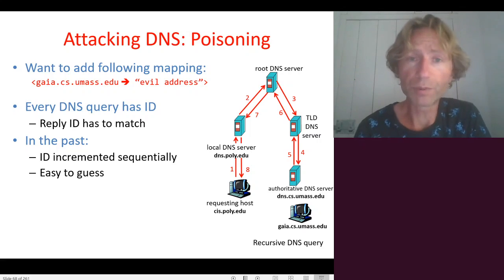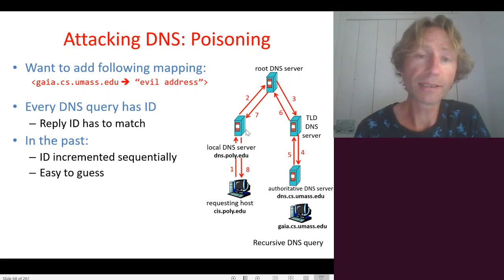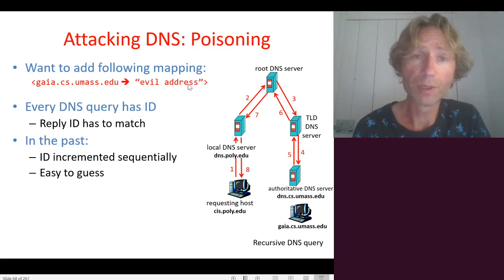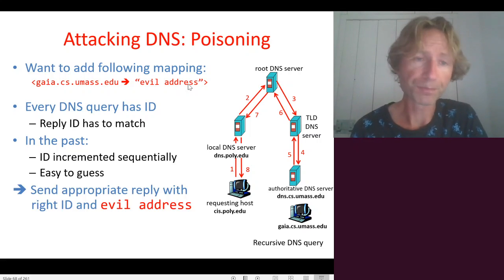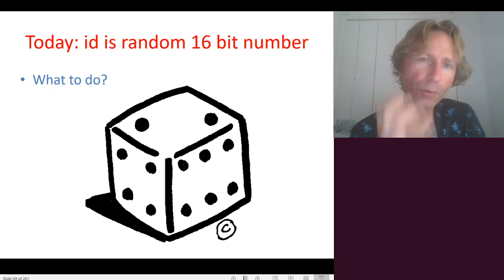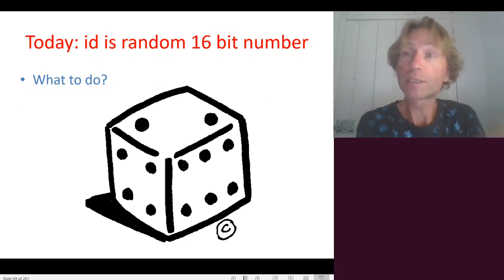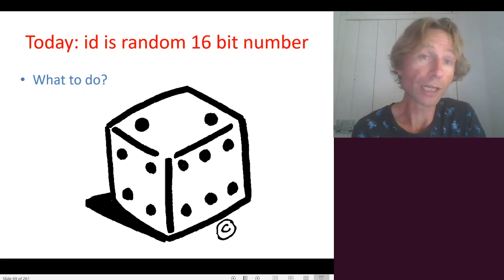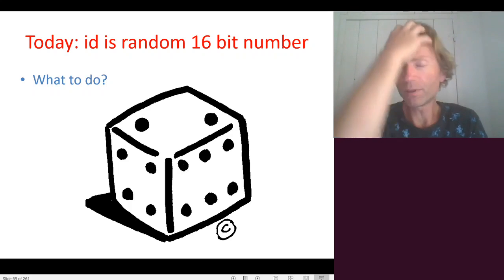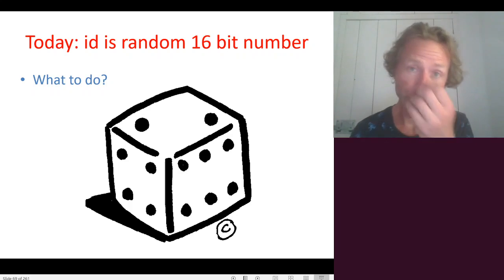Okay, what you would have to do is send a reply to the local name server pretending to be the next name server and provide the right query ID, but the wrong mapping from this symbolic name to an IP address, and you would be done. Okay, but nowadays this query ID is a random 16-bit number. In fact, it's a little bit more complicated, as we'll get to in a little while. But a 16-bit number is much harder to guess correctly, right?